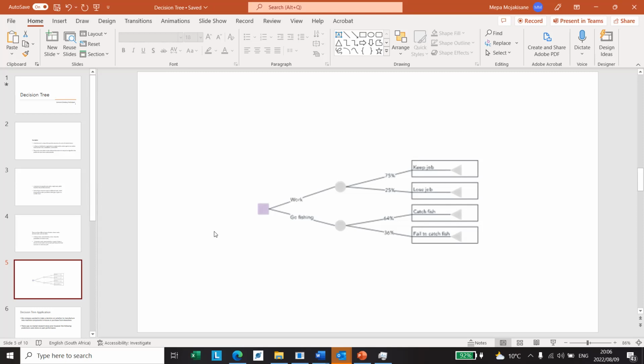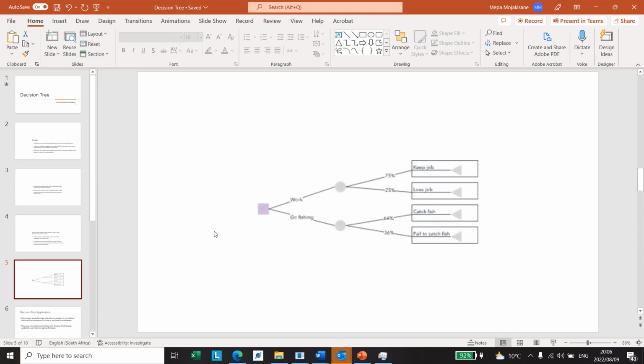You start on the far left, on the box. The box represents the decision to be made at that point in time. Now you want to start there with making a decision. You say, should I go to work or should I go fishing? That would be the first stage, or first step, of your decision tree.